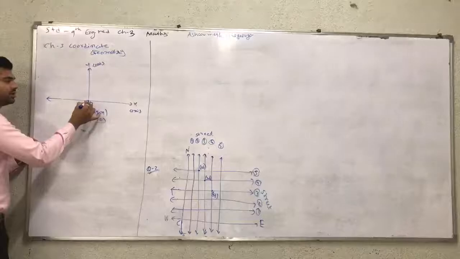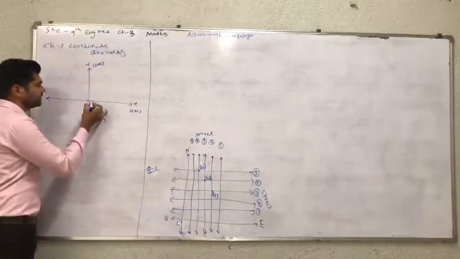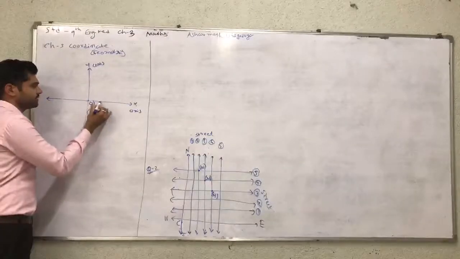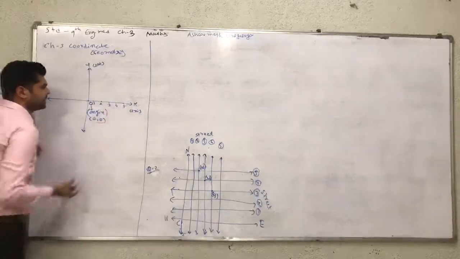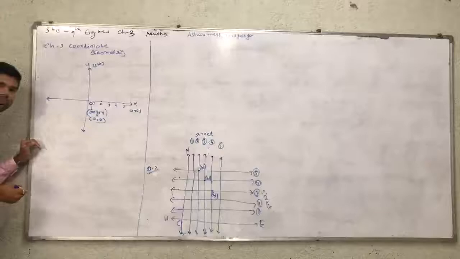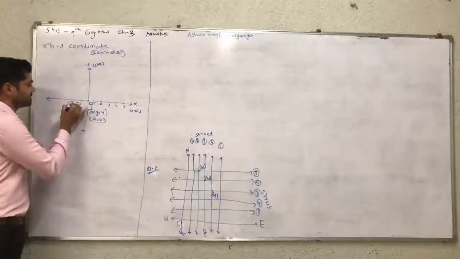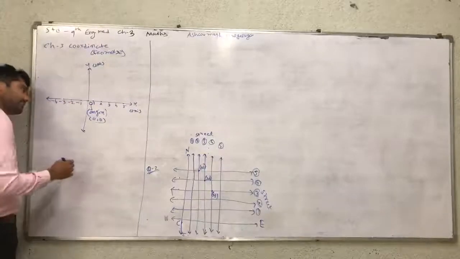Now, the right hand side of the x-axis has a plus sign. It means all values are represented as plus numbers. In a similar way, the opposite side of the x-axis is represented as the negative axis. It means all terms are negative.